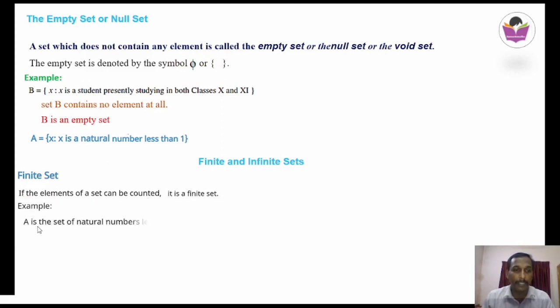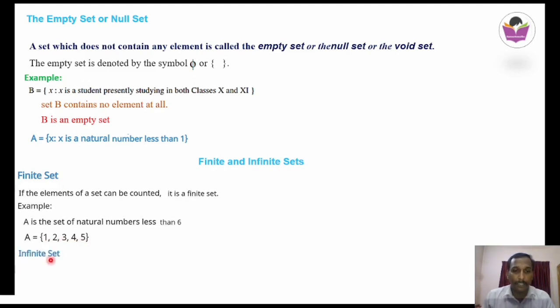Let's take an example. A is the set of natural numbers less than 6. Natural numbers start from 1 and go up to infinity. So the set of natural numbers less than 6 means 1, 2, 3, 4 and 5. So A is equal to the set of 1, 2, 3, 4 and 5. When we count, 5 elements are there. It is countable, so this is called a finite set.